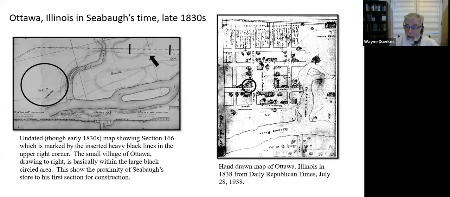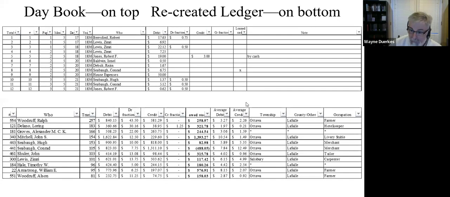Now, here comes the part that most people don't enjoy doing. They have to transcribe this, right? This is the easiest way to do it. And at the top, you see a section of the day book. And because his day book was from start to finish, I was able to recreate the ledger down at the bottom. And I'd like to point out some things.